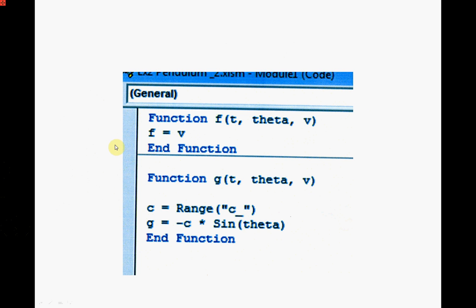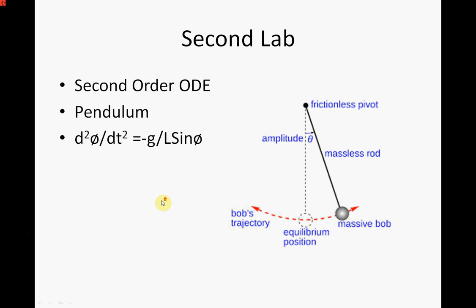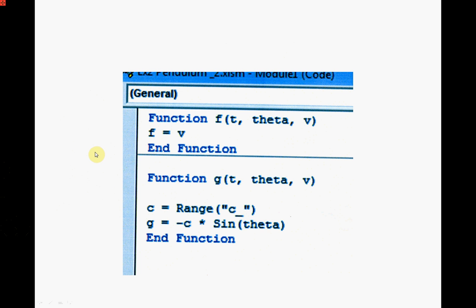First of all, you'll be asked to do it in Excel. You have to break it down into 2 first order differential equations. What's the first differential equation? That's the angular velocity d phi dt, so that's that one there, and then you do the second one, and that's the derivative of the angular velocity, which is the same as d2 phi dt squared.